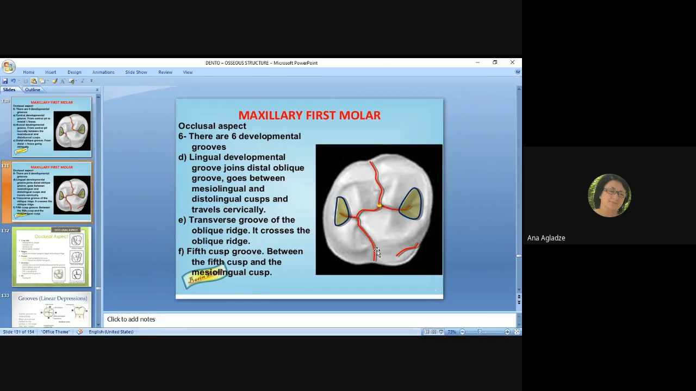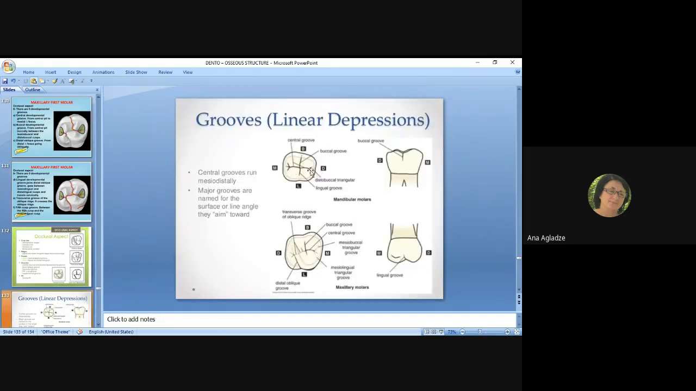And there is the transverse groove. This is the transverse groove of the oblique ridge. It crosses the oblique ridge, and this is the fifth cusp groove, between the fifth cusp and the mesiolingual cusp. And here are all these grooves and all these cusps diagrammatically, and you can study these grooves and this distribution of cusps.